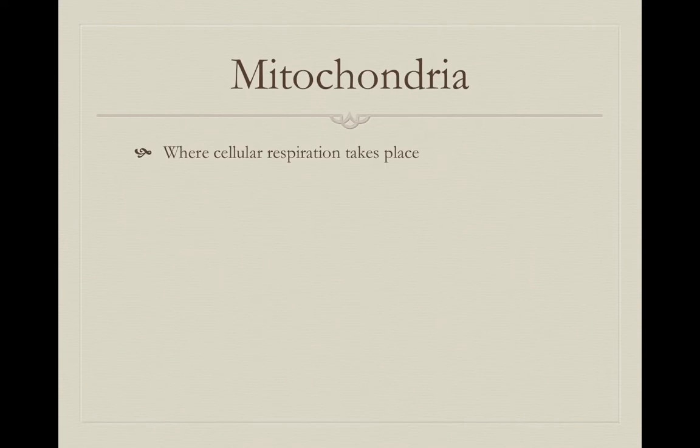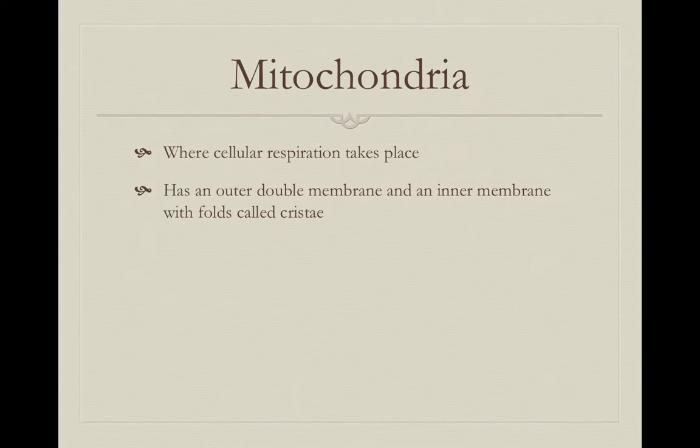Mitochondria. This is where cellular respiration takes place. This is where you get all of your ATP and all of your energy, basically. Mitochondria has an outer double membrane and an inner membrane with folds called cristae.